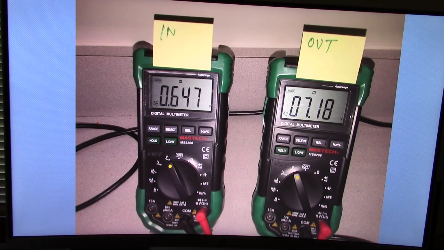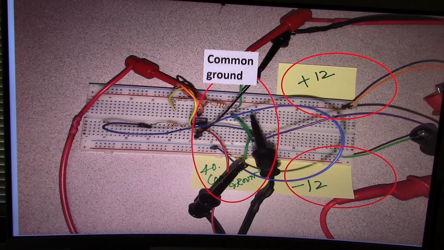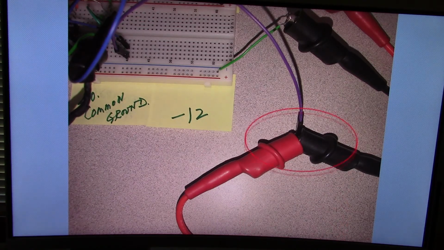And that's showing the amplification, the differential amplifier working. And that's the actual circuit that I built. I know you're going to be very sad that you're not going to be building it, but that's the LM741 operational amplifier. And this is the plus voltage rail, and this is the minus voltage rail. There's a common ground between the two.